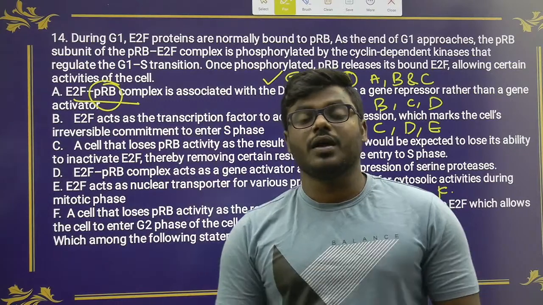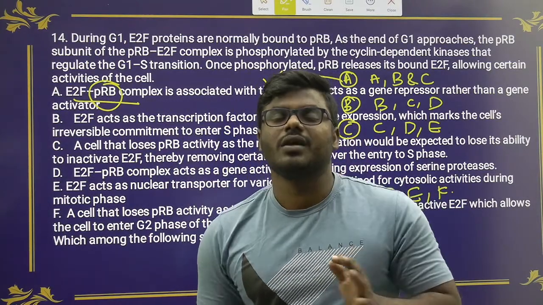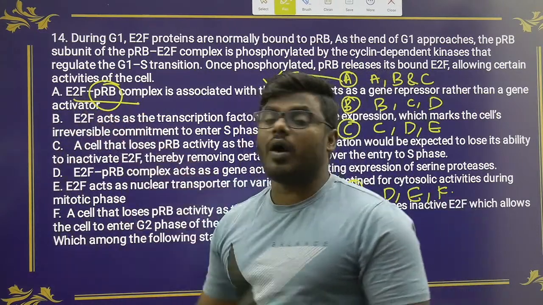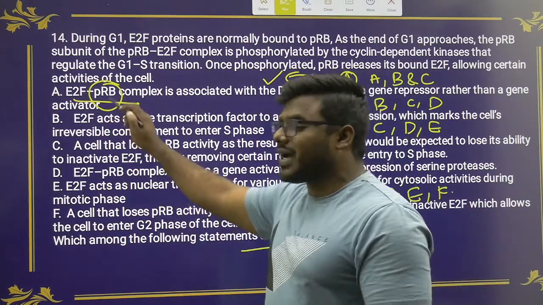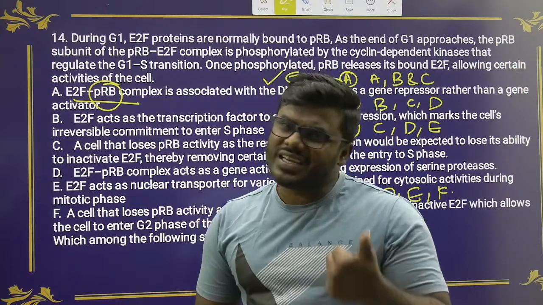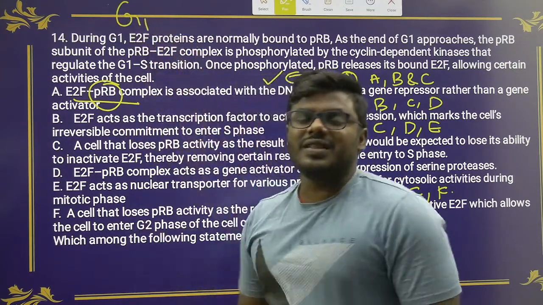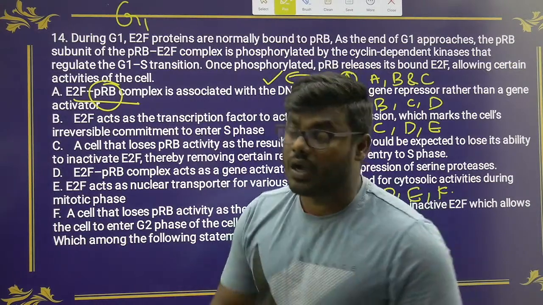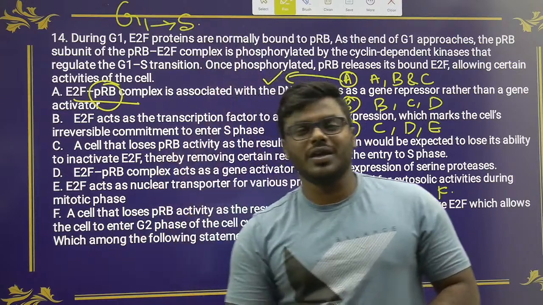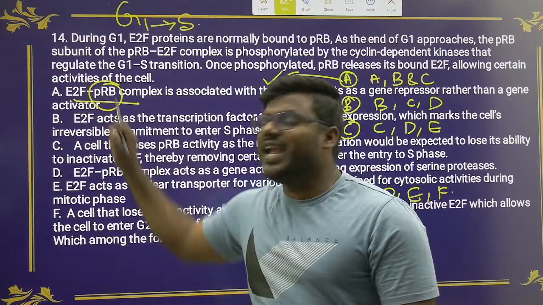What is pRB? pRB is the first identified tumor suppressor gene. What is the ultimate function of pRB we discussed? pRB blocks the transcription factor named E2F. Friends, we read many times, what is the function of E2F? E2F synthesizes the proteins which are required for the G1 to S phase transition. That's the unique function of E2F.